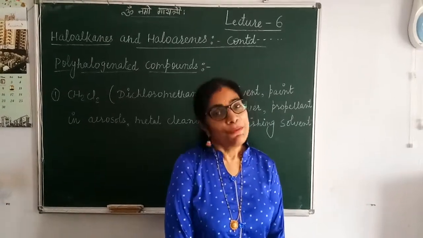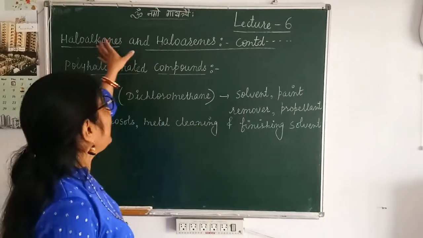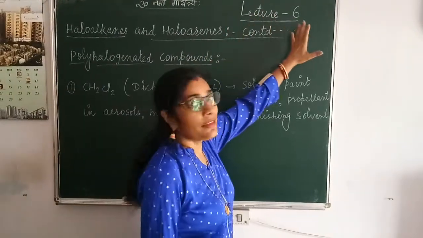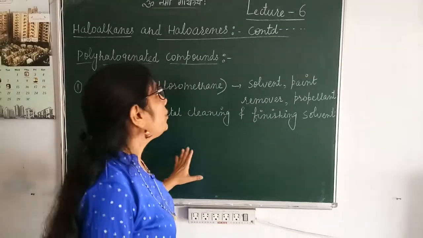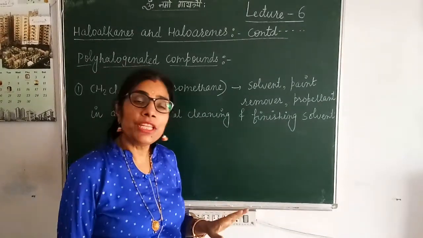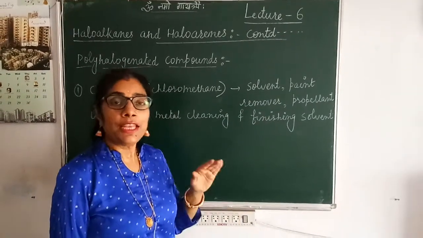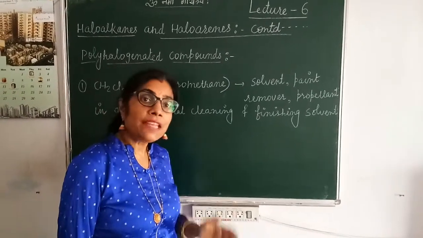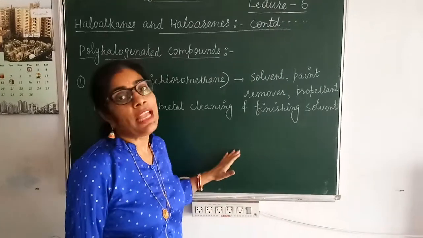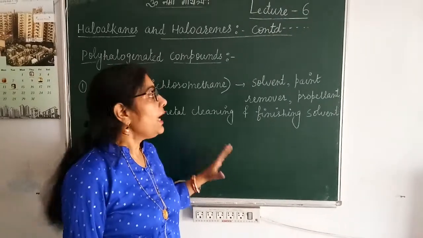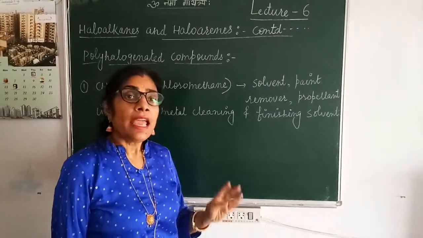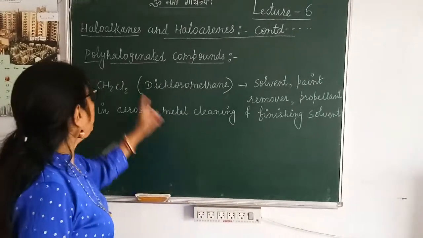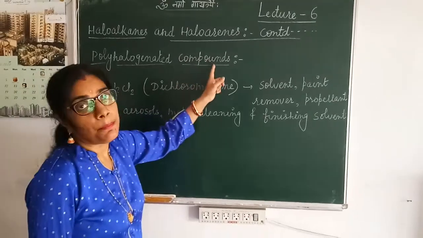Hello everyone, we are going to continue with haloalkanes and haloarenes. Today is our lecture 6. Last class we completed the chemical properties of haloarenes: electrophilic substitution, nucleophilic substitution, and reaction with metals so that organometallic compounds are formed, and upon reduction haloarenes give benzene. So now we are left with polyhalogenated compounds.